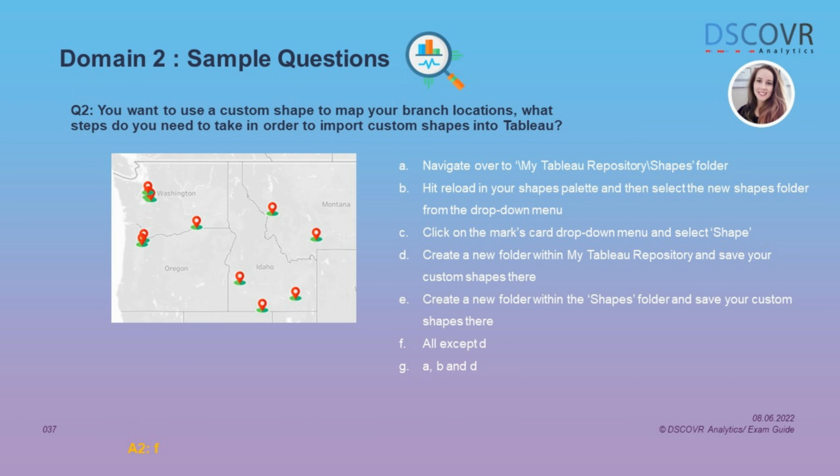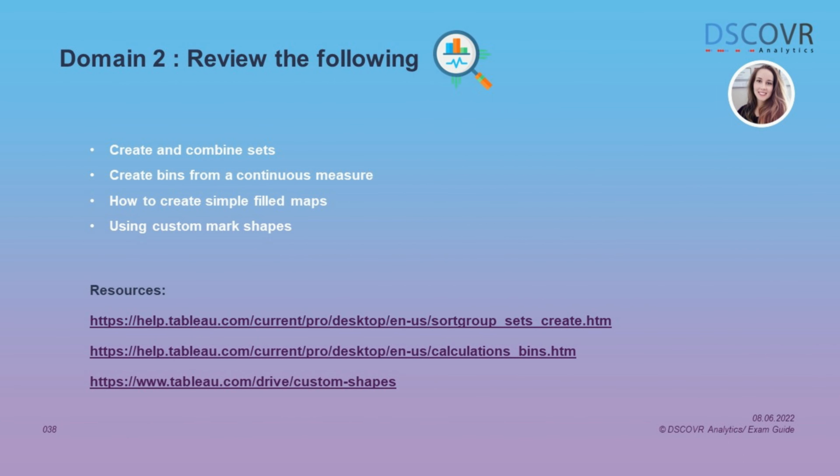If you're not familiar with this process, make sure to review it. So for sections 2.6 and 2.7, make sure you're comfortable creating and combining sets. Make sure you're also comfortable creating bins and using bins to create a histogram. You should also be able to create a map and use map navigation options, for instance, to select a specific set of marks using the lasso tool, or change your map from a symbol map to a filled map. I would also recommend reviewing the steps you would take in order to bring your own custom shapes into Tableau. And just as a reminder, I've included all the links to additional resources in the description of this video.